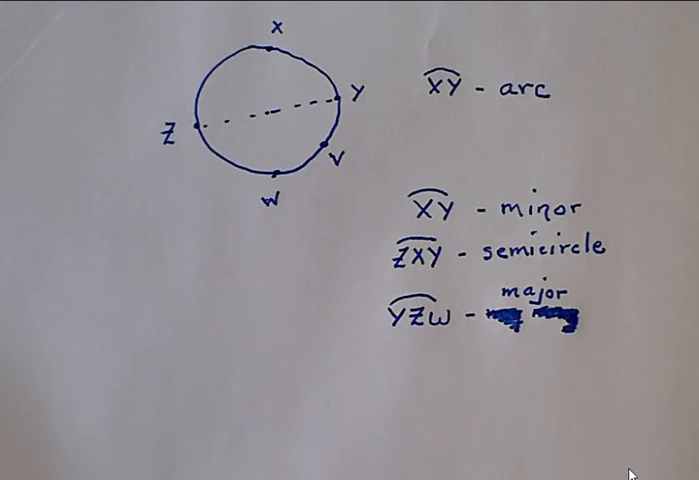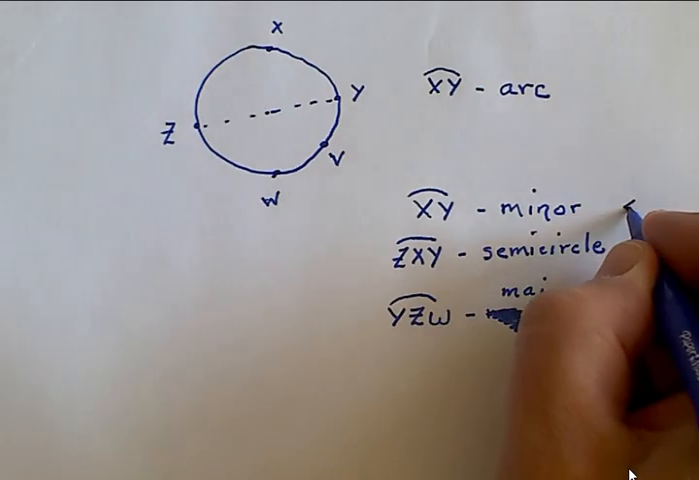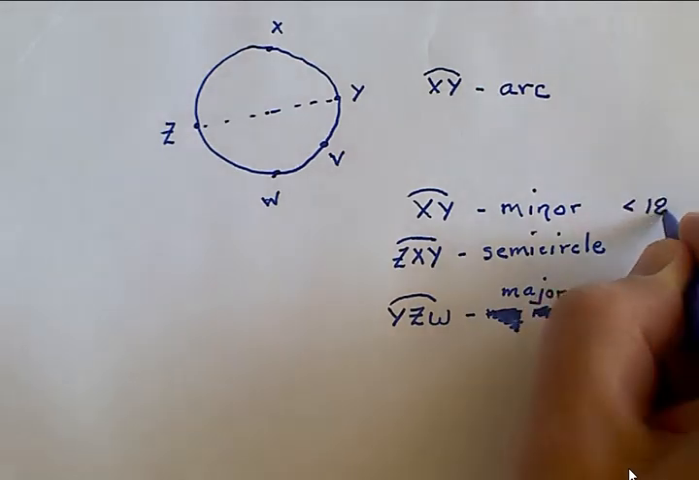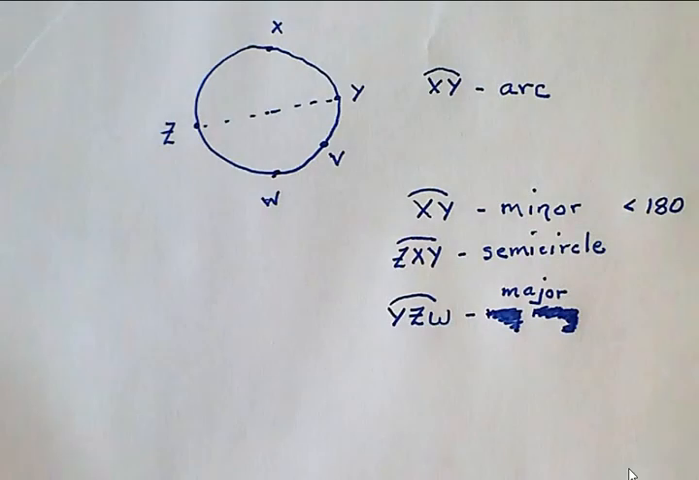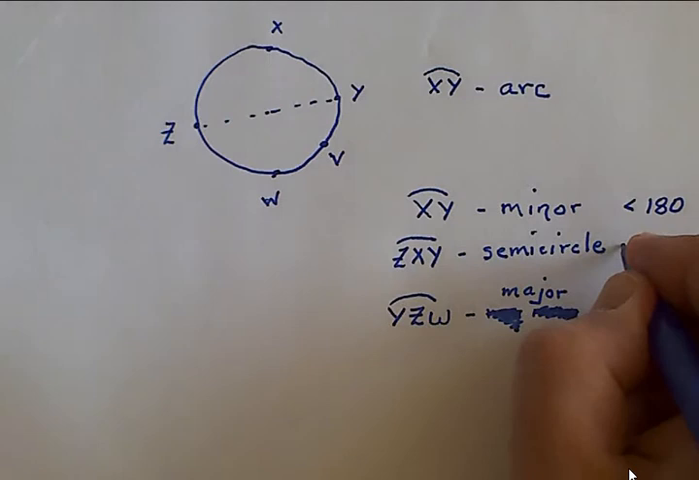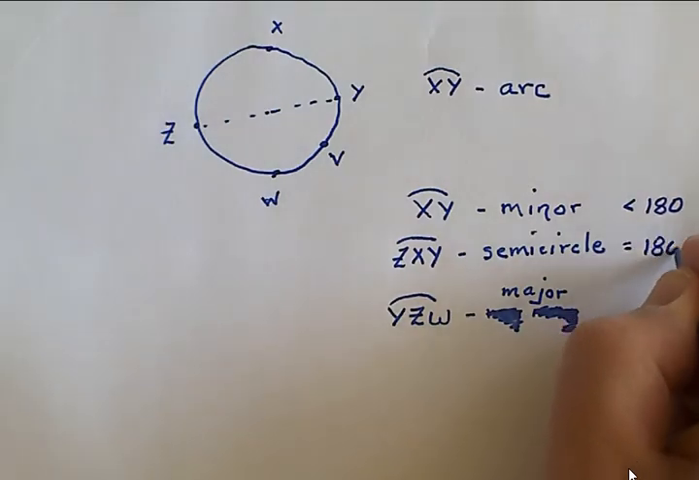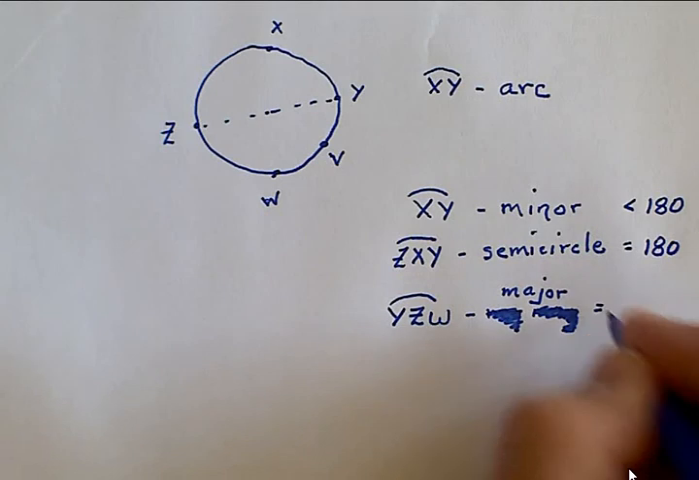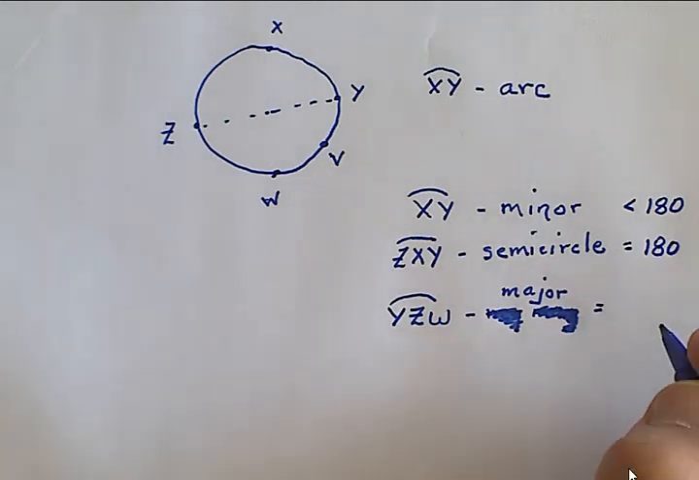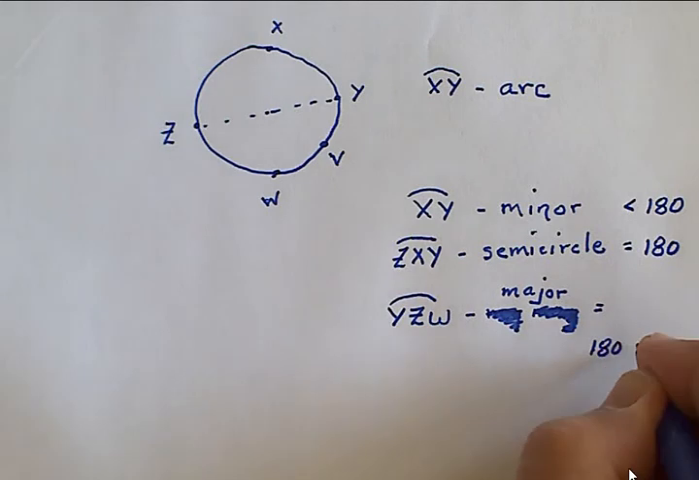Now, in terms of their measure, a minor arc will always measure less than 180, because it has to be smaller than a semicircle. A semicircle, which is half of a circle, must always equal 180. And then a major arc has to be between 180 but less than 360.